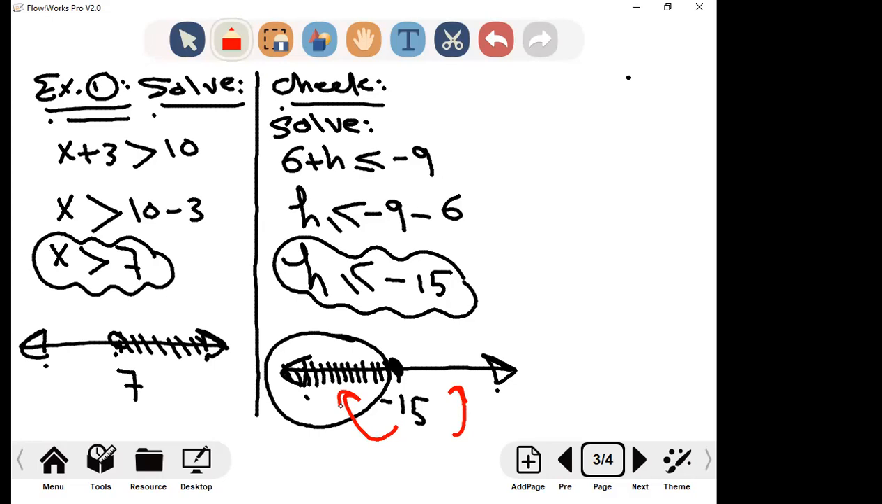Give me any number here. 1. I'm telling you, don't think too much. 1. 6 plus 1, 7. Is 7 less than negative 9? No. That's why it's not shaded here. But put negative 15 itself. It will be a solution. 6 plus negative 15, negative 9. Is negative 9 less than or equal negative 9? Yes. Equal, right? Copy it and graph it.